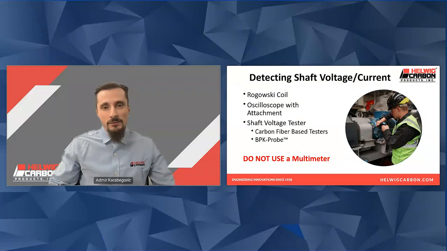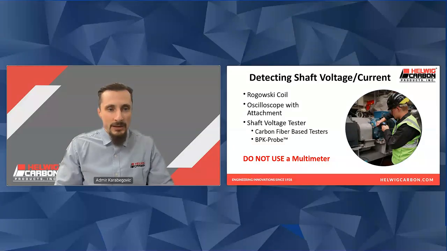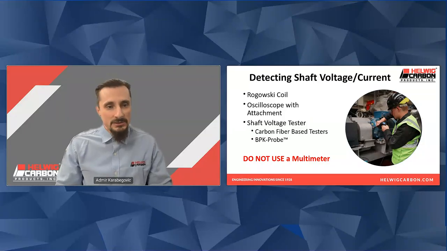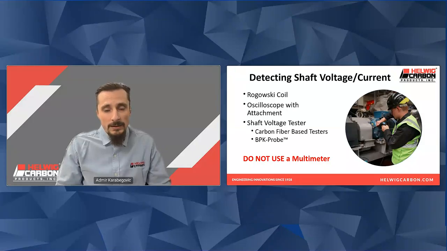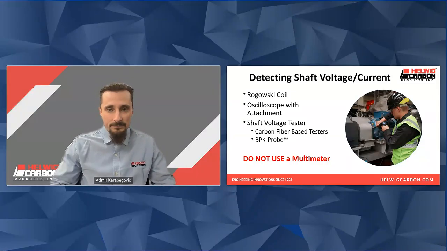So detecting shaft voltage and current. There's a couple different products out there. You can use a Rogowski coil. It can be quite difficult to utilize, especially if you're out in the field. You can use an oscilloscope with an attachment similar to a shaft voltage tester, like a carbon fiber based tester, and our own Hellwig Carbon bearing protection kit probe. We would not recommend the use of a multimeter, just because the way the multimeter takes in the information, it's going to give you misleading results.